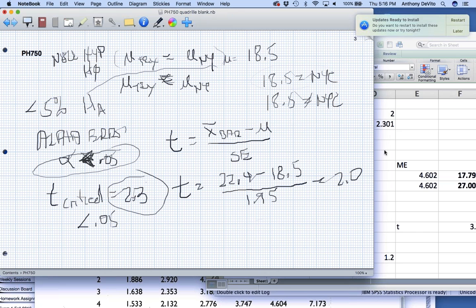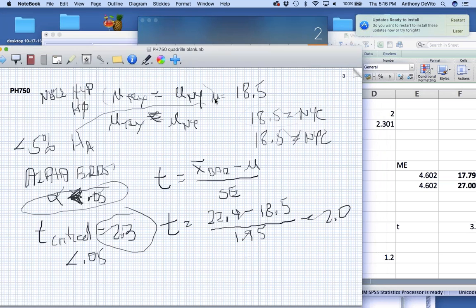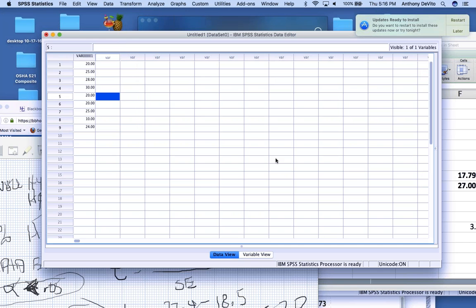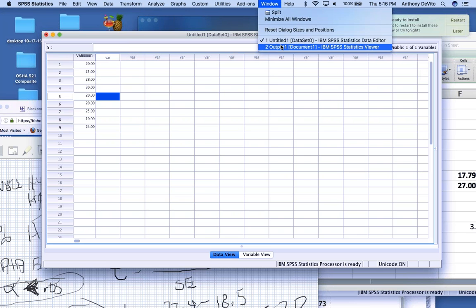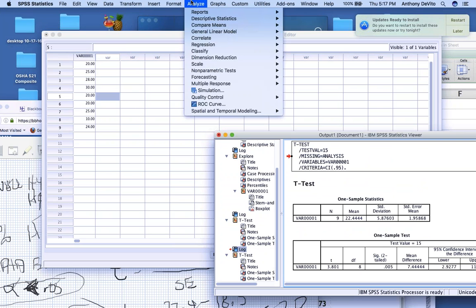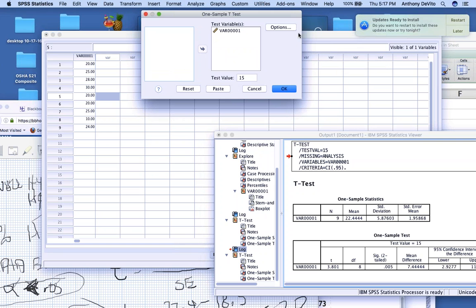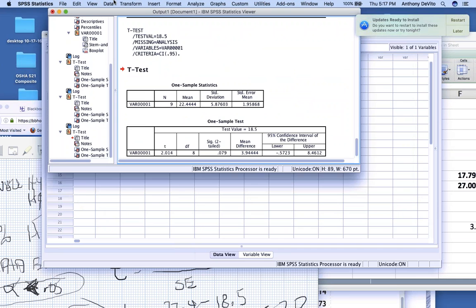You won't be less than 0.5. Let's give it a try. That's a good point. Let's give it a try right now in SPSS. I'm going to compare it to 18.5 now. Okay, let's go back to our output window. I'm going to go to Analyze, Compare Means, One Sample T-Test. Except this time I'm going to change this to 18.5. And I'm going to click OK. Let's see what we come up with.